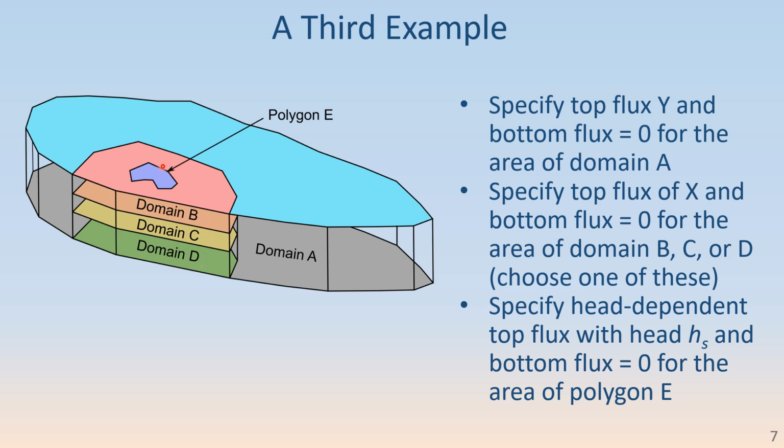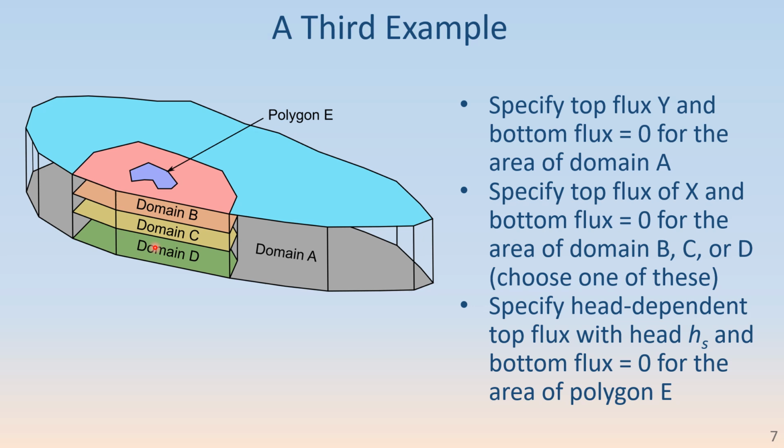Now the polygon E here, we are using a polygon to define a special condition there. Let's say that is a pond, and we have head-dependent flux up into that pond from the underlying aquifer, and we're going to specify a head H sub S for that surface water. And in the area of polygon E, which ripples through domains B, C, and D down to the area directly below this polygon, at the bottom of domain D, that's where the bottom condition for this specification would apply. We will use the same bottom specified flux of 0 in that area.